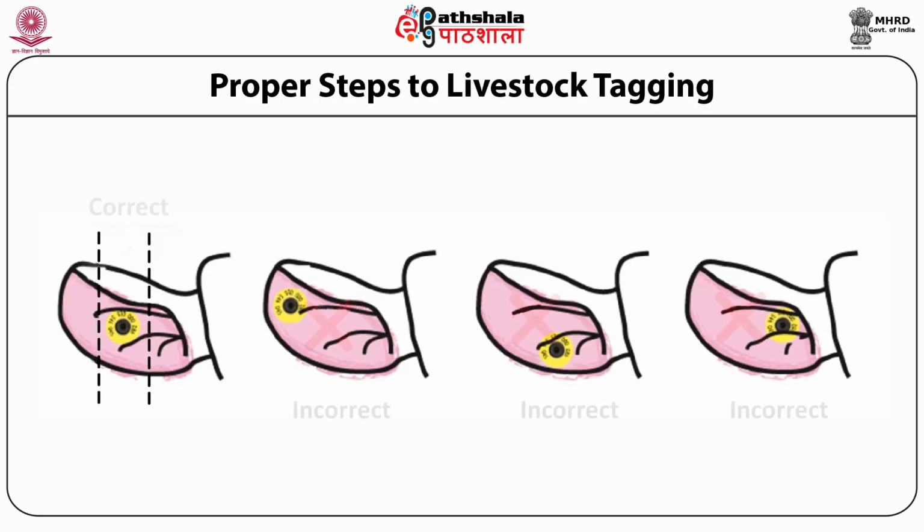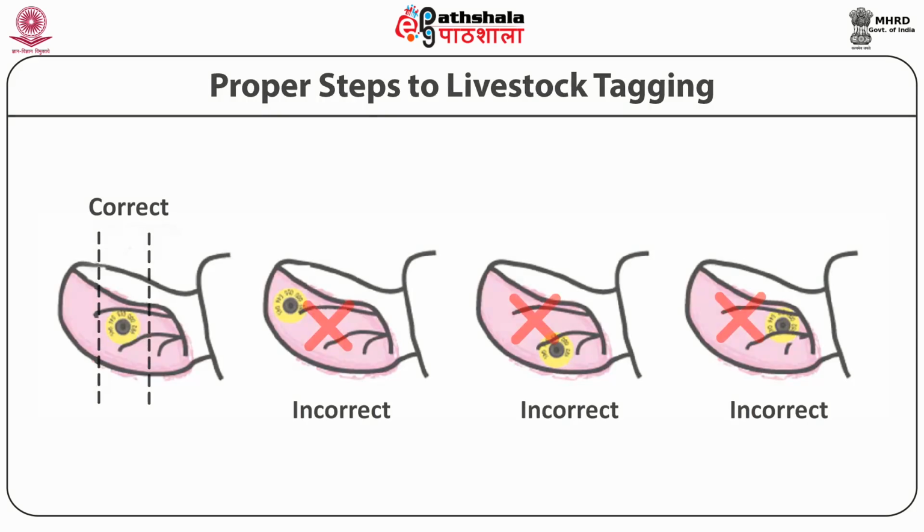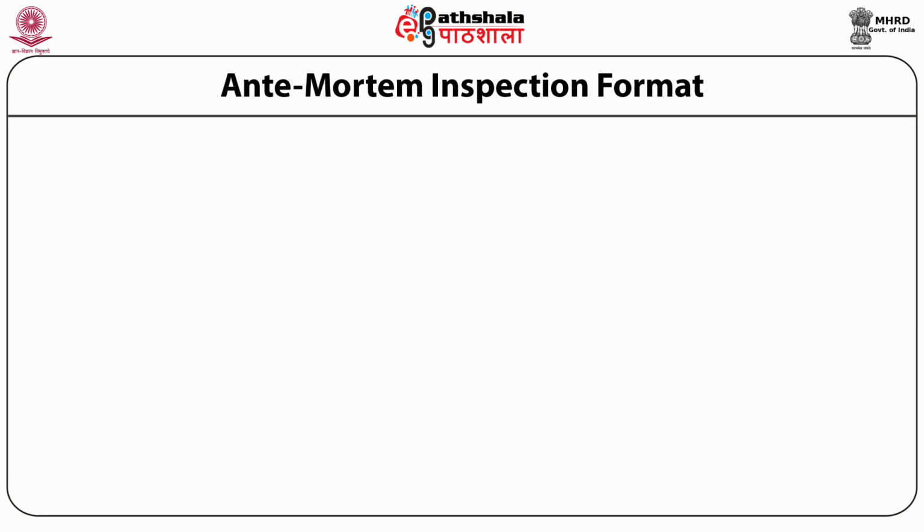Position the applicator on the identified tagging site on the animal's ear as shown in the figure. Firmly close the applicator in a fist manner and release. Examine the tag to verify that it is correctly tagged and comfortably and securely positioned. Record the necessary data on the animal tags. Now we see what the ante-mortem inspection format contains. The ante-mortem inspection format contains the following sections.